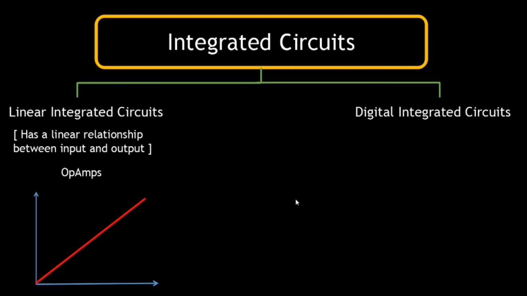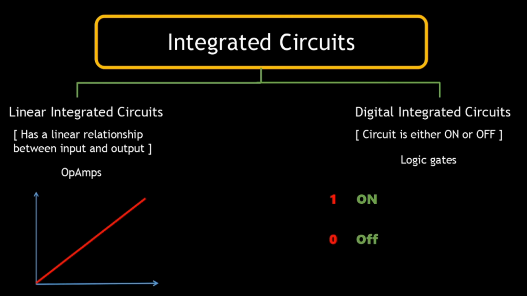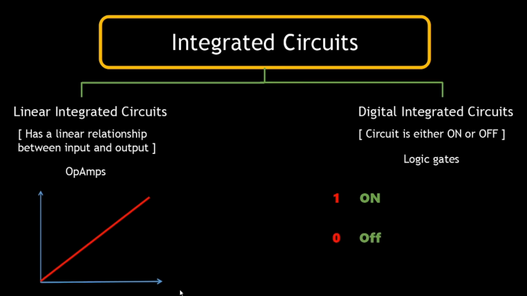And for digital integrated circuits, we know that there should be two states, that is either on or off. One example for digital integrated circuits can be logic gates. For 1 it will be in the on state and for 0 it will be in the off state. As the name of the subject suggests, we will be concentrating on this part throughout the entire video series, and in the next slide I will be discussing the topics that I'm going to cover in this series.